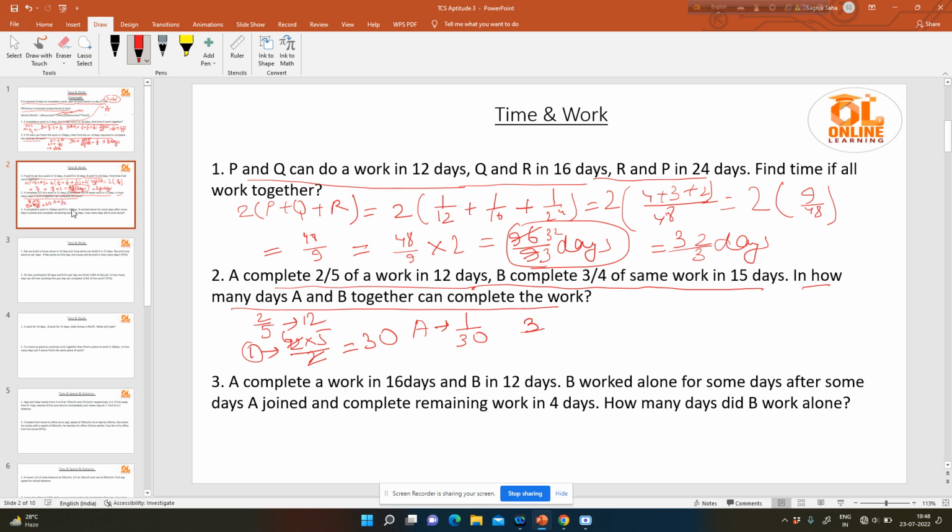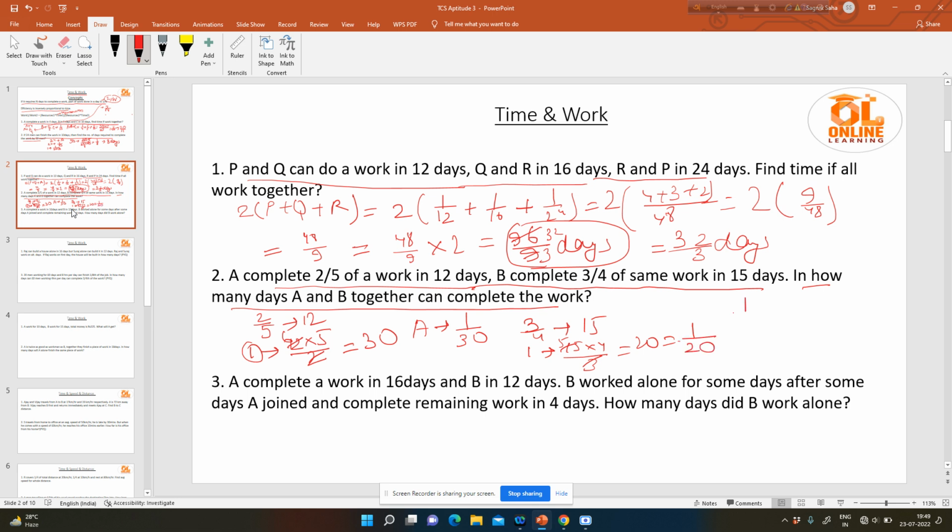Same for B. He completes 3 by 4 of the work in 15 days. So he will complete the whole work in 15 into 4 by 3. That would be 3 5s are 15, so 20 days. The amount of work done by him in 1 day is 1 by 20.